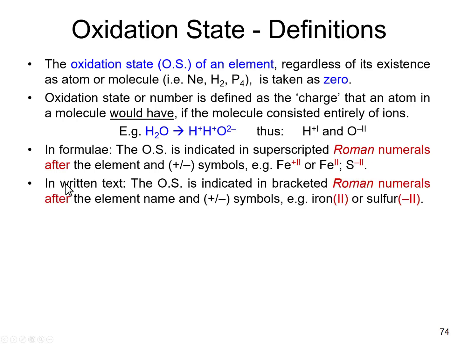On the other hand, when we write a text and we use the name of the element fully written, then the oxidation state is indicated in bracketed Roman numerals after the element name and after the plus or minus symbols. Here you can see again examples written as iron(II) or sulfur(-II). And again, for positive oxidation state, we can choose to drop the positive sign.